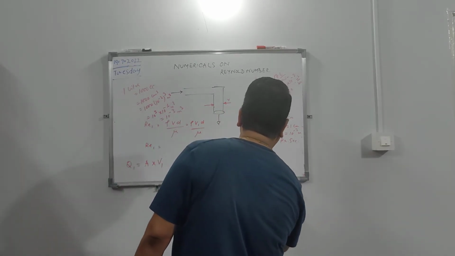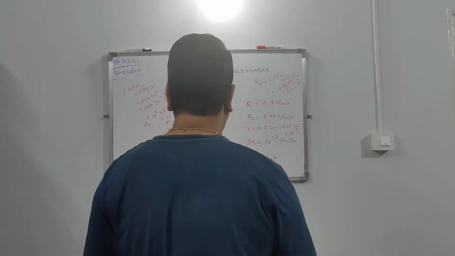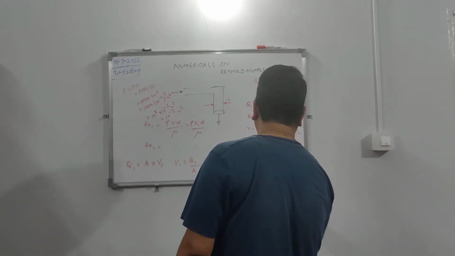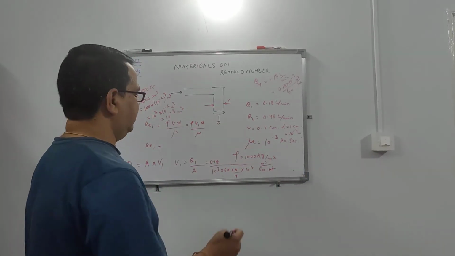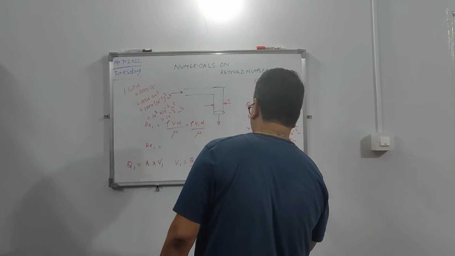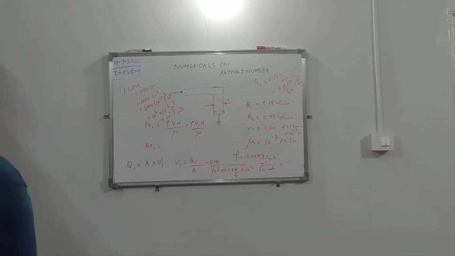One unit is meter cube per second, and the other unit is meter square. Then it becomes meter per second. That's what we want, velocity.